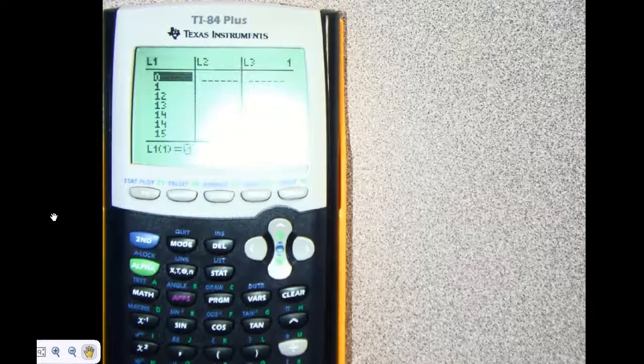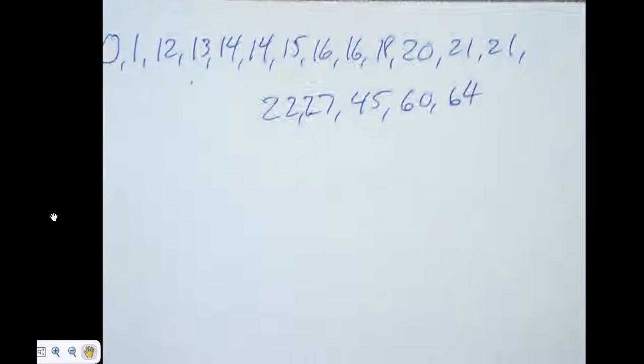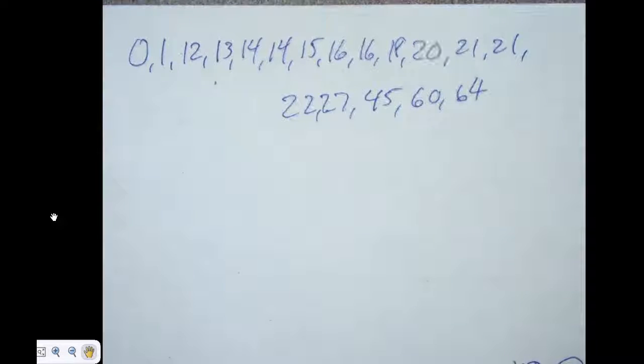And go ahead and type the numbers into L1. Oh, you guys did the numbers too. So type those into L1. Wait, so you put enter after each number? We're going to have the calculator make us a box and whisker plot. Do they have to be in order? They do not. The calculator is smart enough to reorder them.